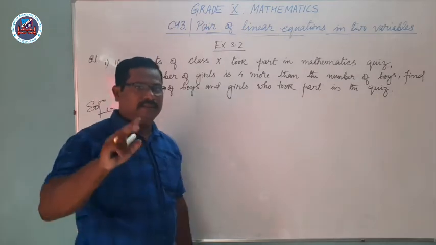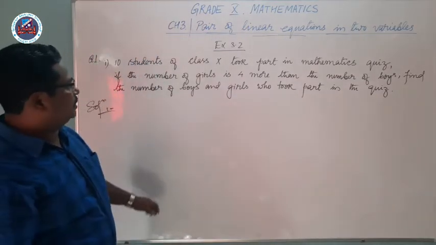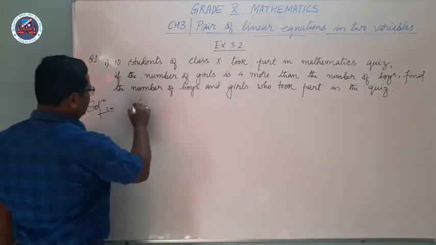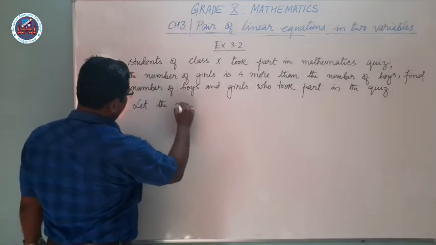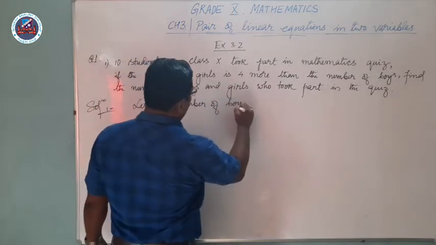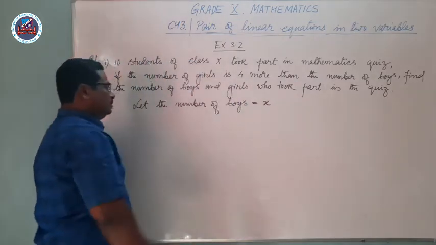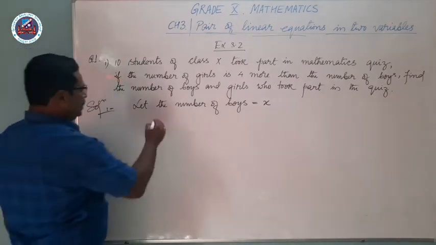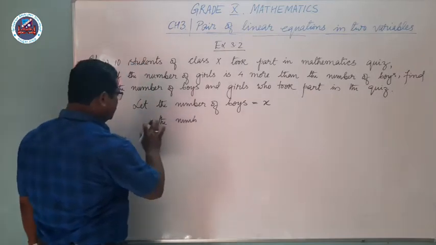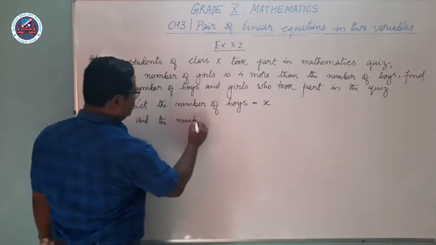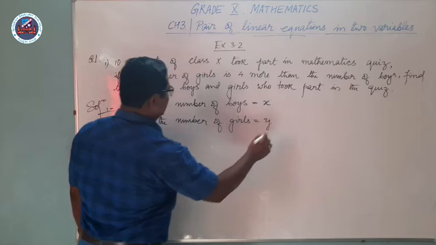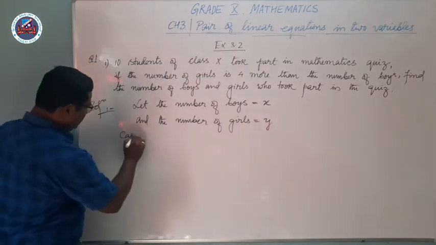Here also two things are there, two variables you can make, one for girl and one for boy. So first you start like this: let the number of boys, let us take first, equal to x. You can take girls first also, no problem. Therefore the number of girls, let us take it as y. Then case 1 will make it the first equation.